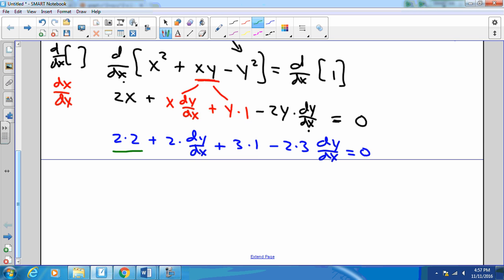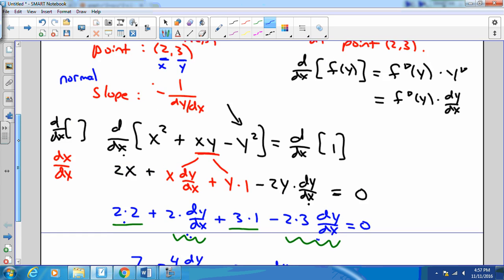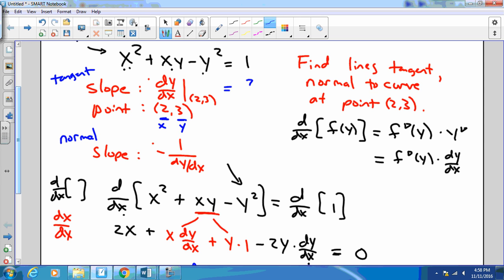And now it's just a matter of collecting like terms. I've got some constants here. I've got some terms involving dy dx here. And when I combine them, I get 4 plus 3 is 7. When I combine the dy dx terms, I get 2 dy dx minus 6 dy dx is negative 4 dy dx. And all of that is equal to 0. So this is an equation that's easy enough to solve. This gives me 7/4 as dy dx, and that is the slope of my tangent line right here.